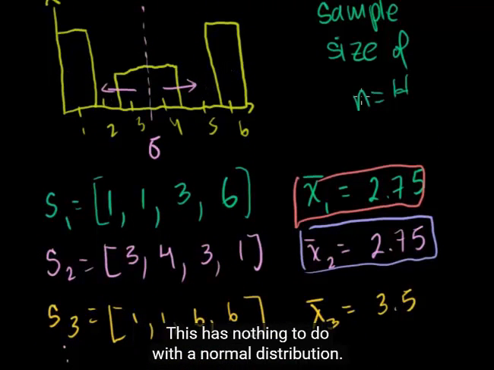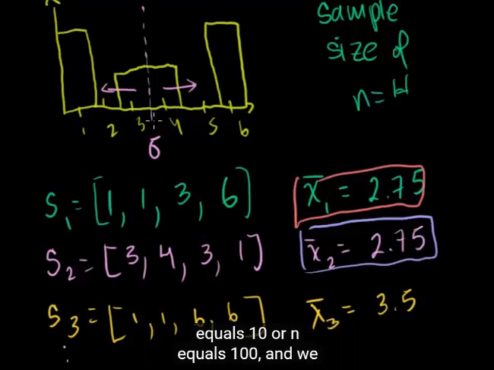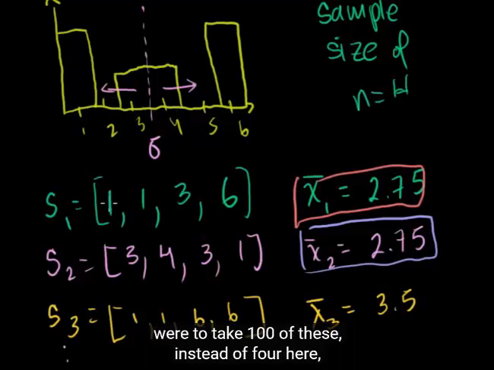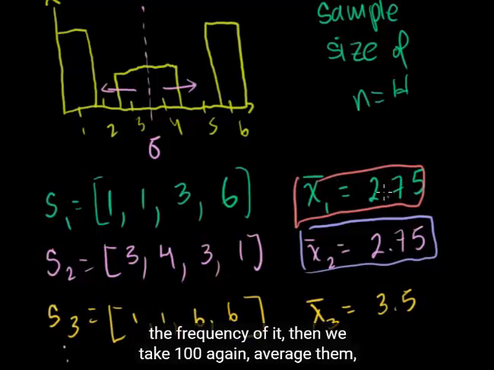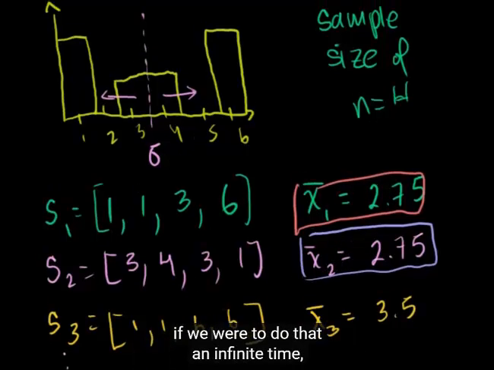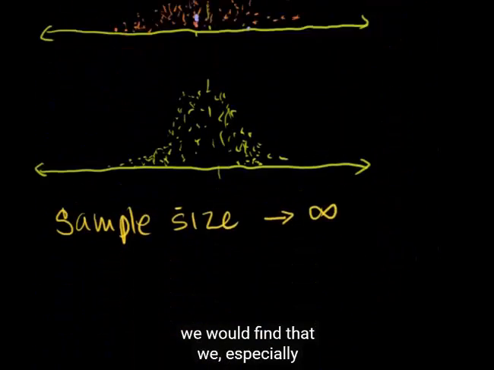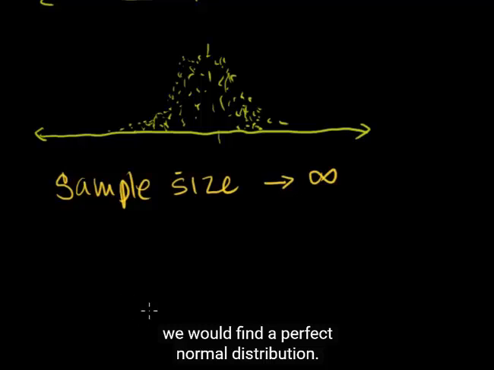But if we have a sample size, this was n equals 4, but if we have a sample size of n equals 10, or n equals 100, and we were to take 100 of these instead of 4 here and average them, and then plot that average, the frequency of it, then we take 100 again, average them, take the mean, plot that again, and if we were to do that a bunch of times, in fact, if we were to do that an infinite number of times, especially if we had an infinite sample size, we would find a perfect normal distribution.